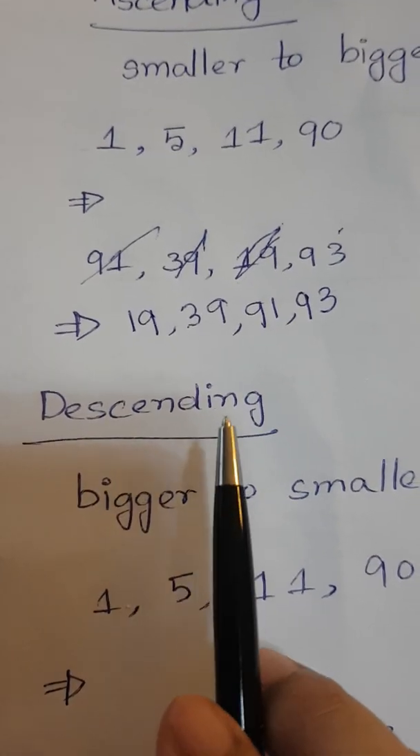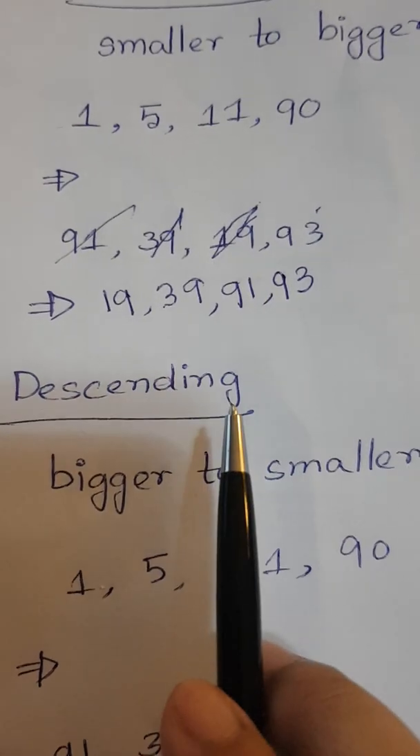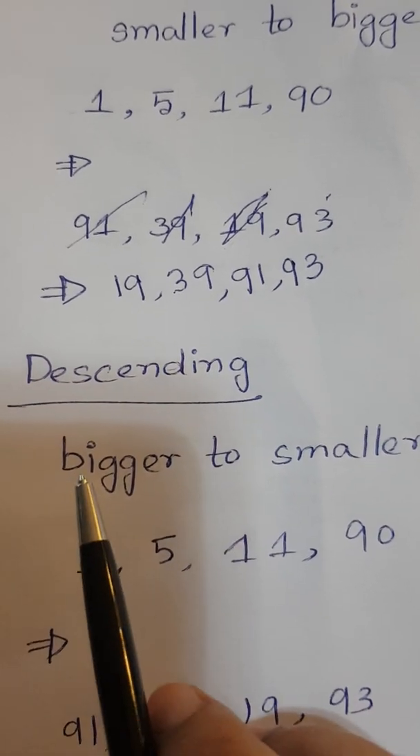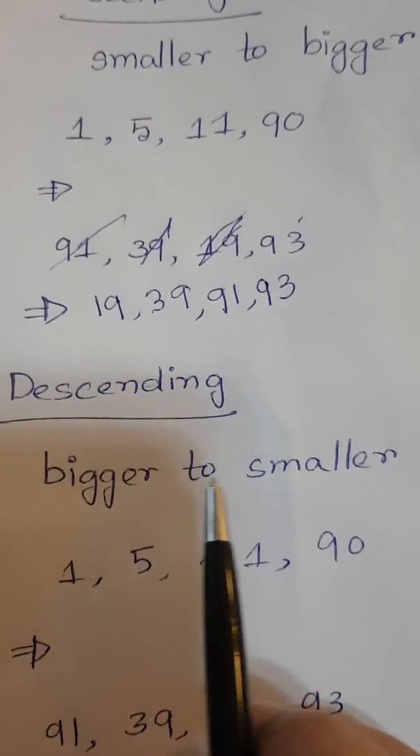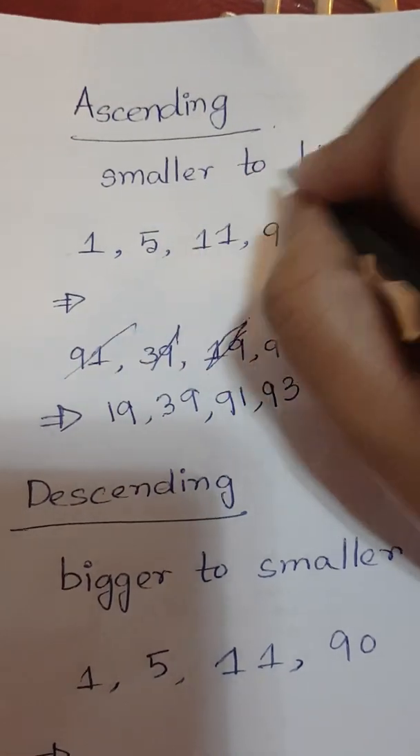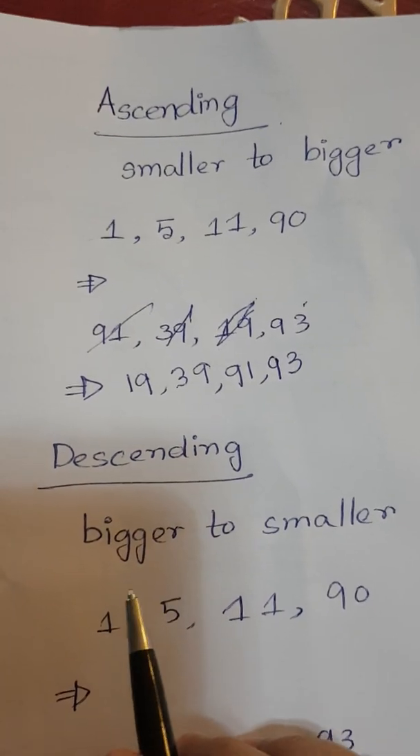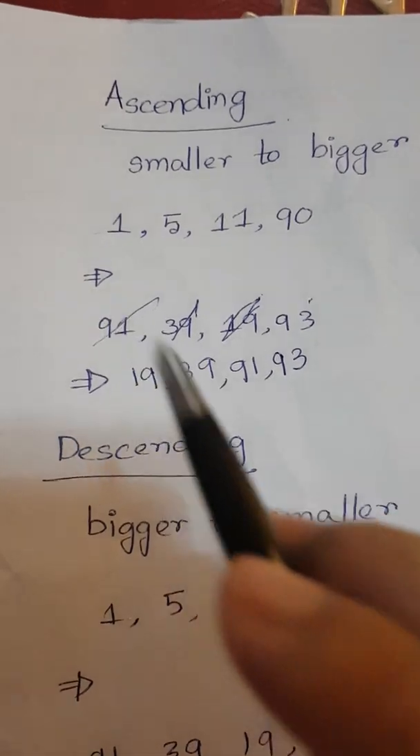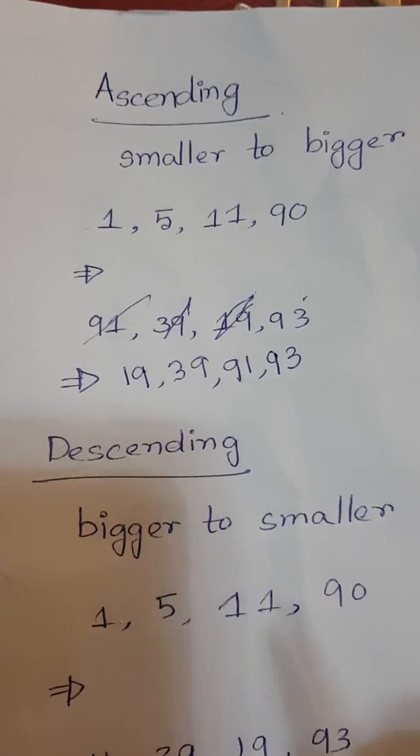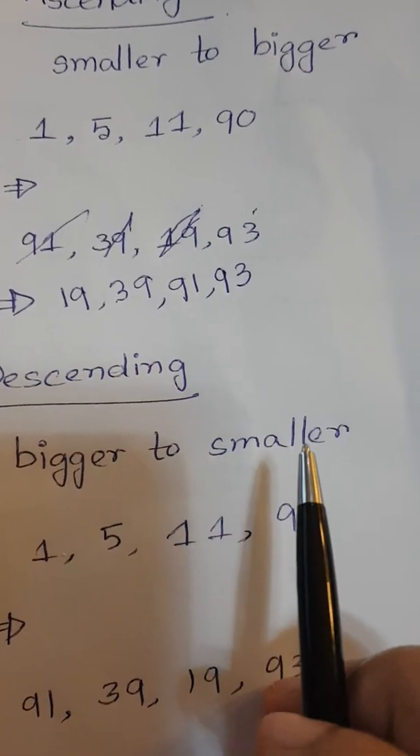Now let's go to descending order. What does descending mean? Descending means down. So you will go from big to smaller. Ascending means small to big and descending means big to small. Descending means down. Always remember it like this. Descending means down, so bigger to smaller.